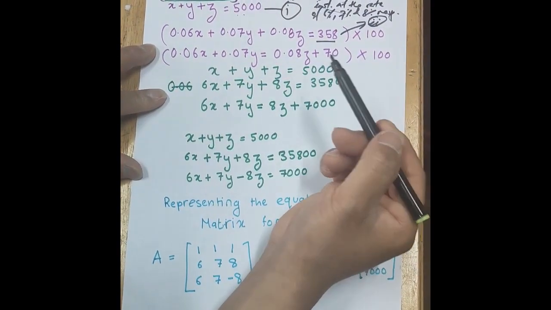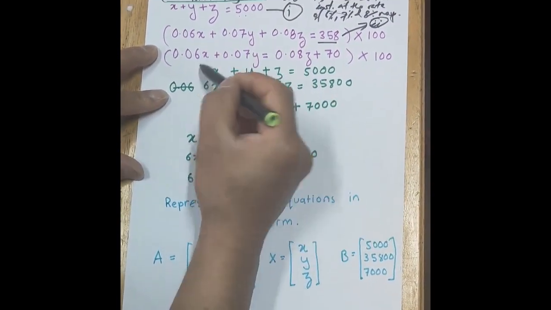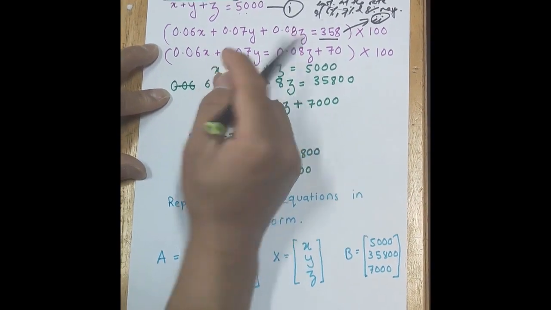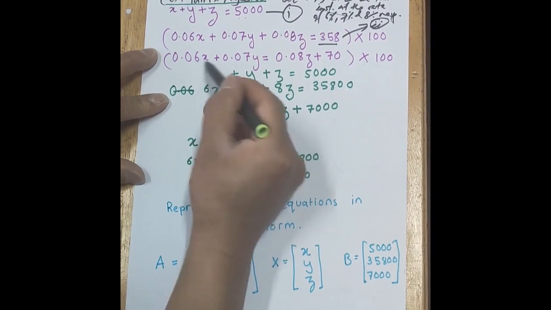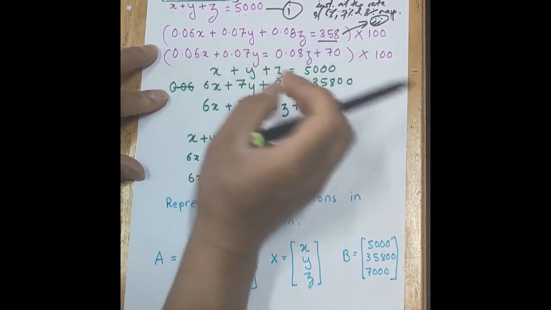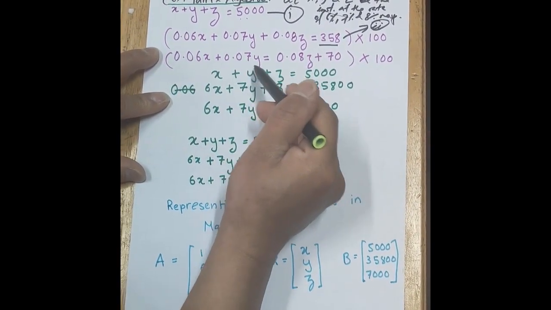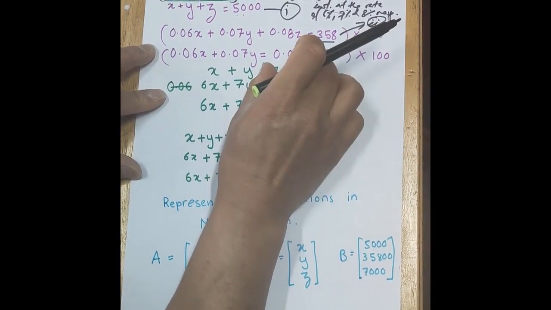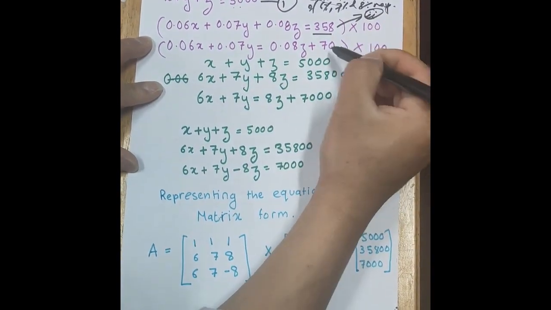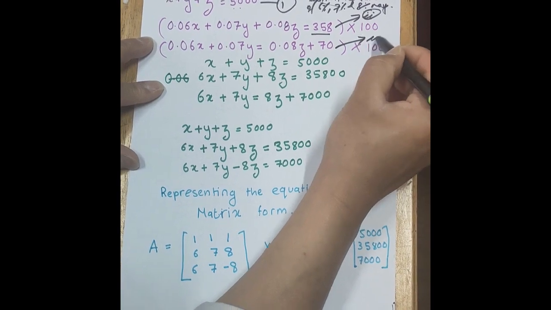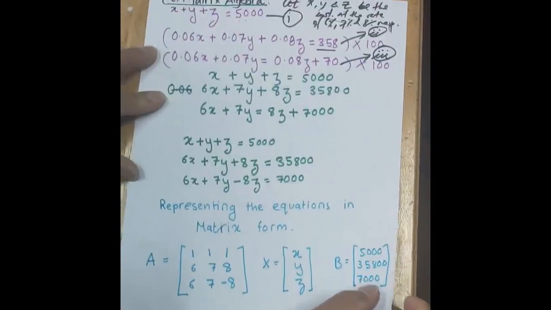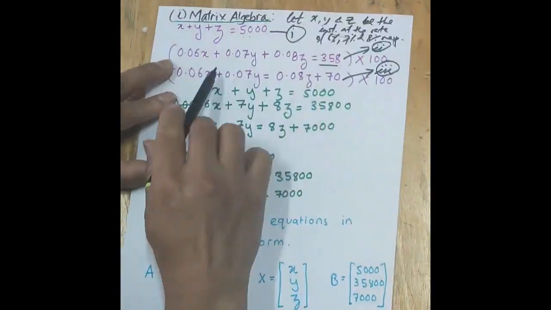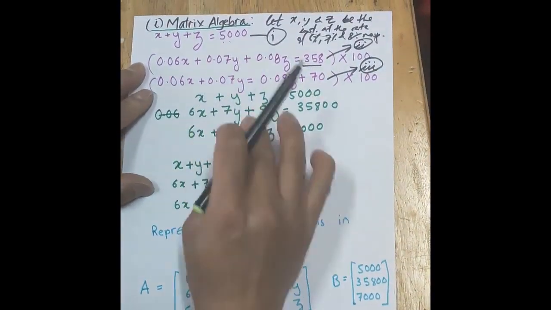And how do you get the third equation? Our third equation says that if you combine the income from the first and second investment, that is 6% in X and 7% in Y, it should be equal to the third investment plus ₹70. So this should be our equation 3. So once you get this system of linear equations, you can do some simplification.